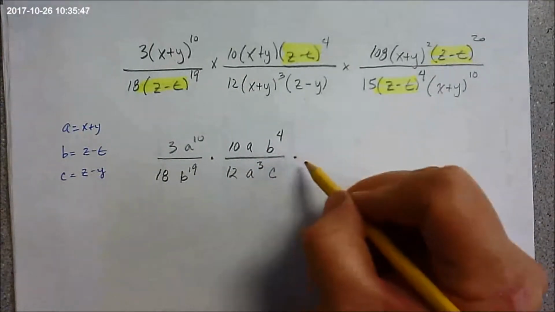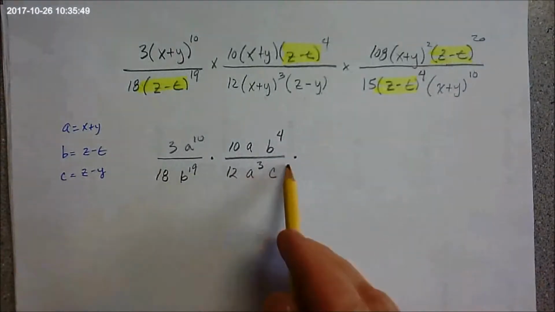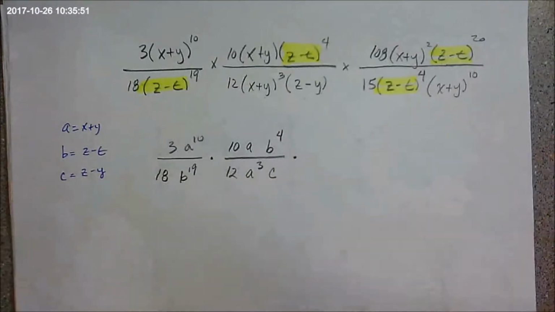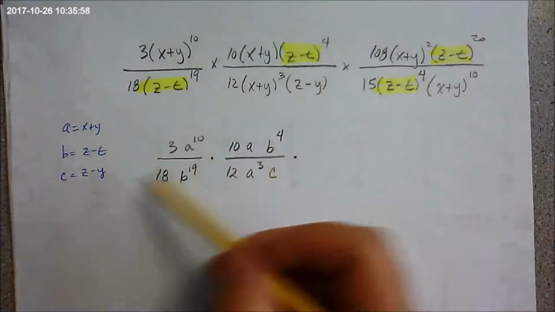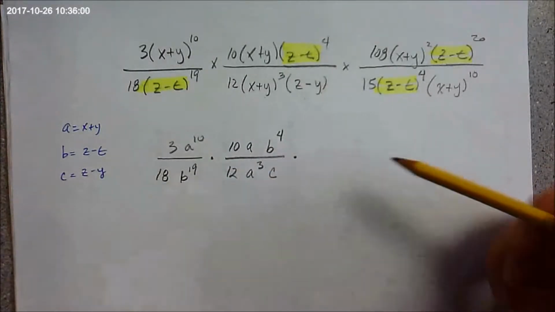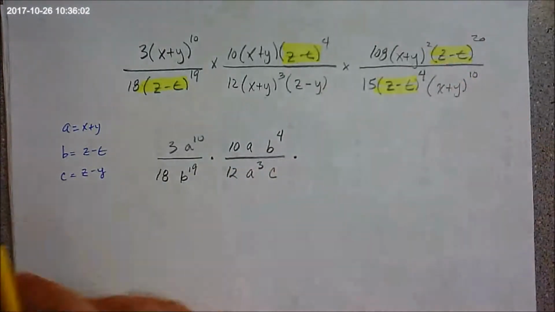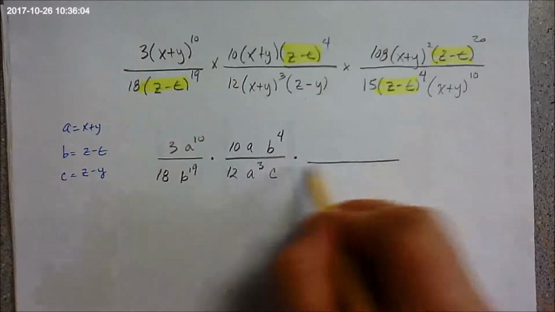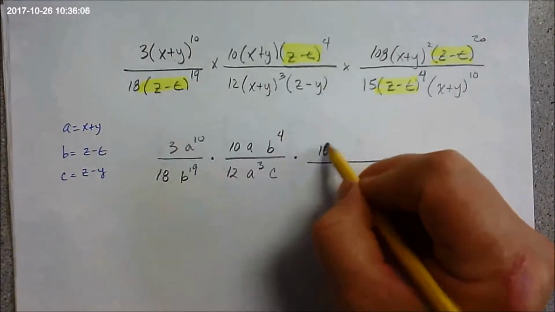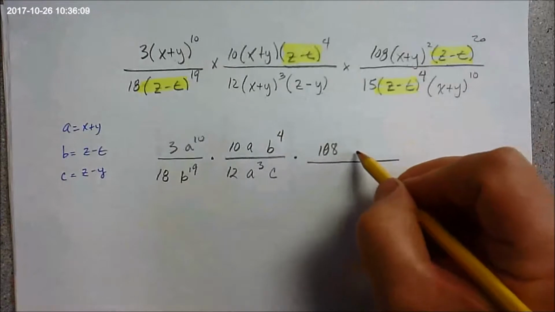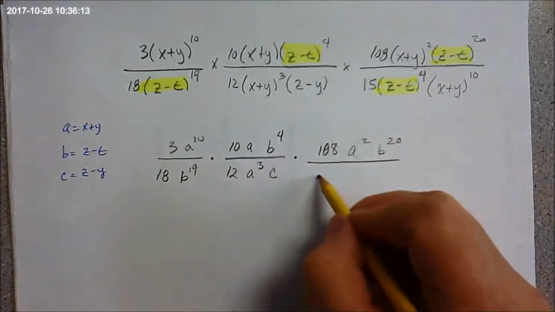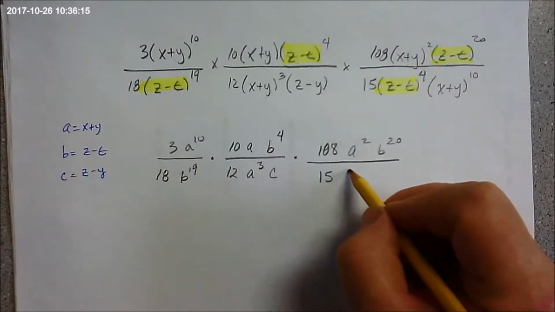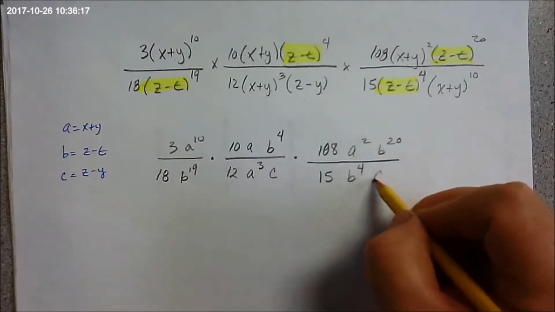Stupid c. Hate c. And then this is nice because they're all multiplying. So really easy. You can reduce anything from the numerator with anything on the denominator anywhere. Anything in the numerator anywhere can be reduced with anything in the denominator anywhere because it's all multiplication. So 108 a squared b to the 20th divided by 15 b to the 4th a to the 10th. Okay.